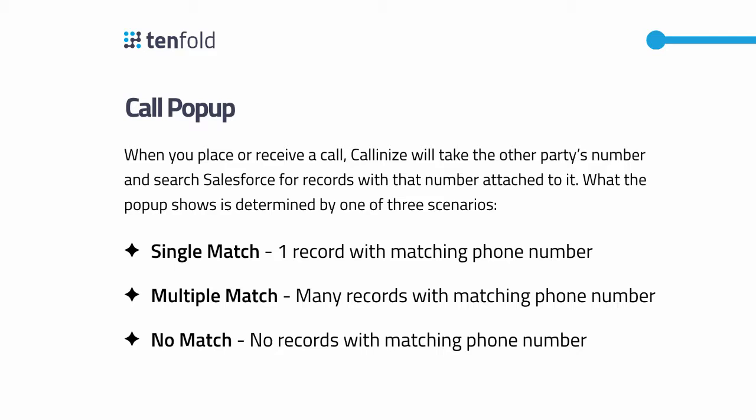Now that you're set up and ready to go, let's talk about what you'll really be focusing on: your calls. When you place or receive a call, Colonize will take the phone number and search Salesforce for records with the number attached to it. What the pop-up displays is determined by one of three scenarios: single, multiple, or no match. A single match scenario is when there is only one record in Salesforce with a matching phone number. A multiple match is when there are two or more records with a matching phone number, and no match is when there are no records with a matching phone number.